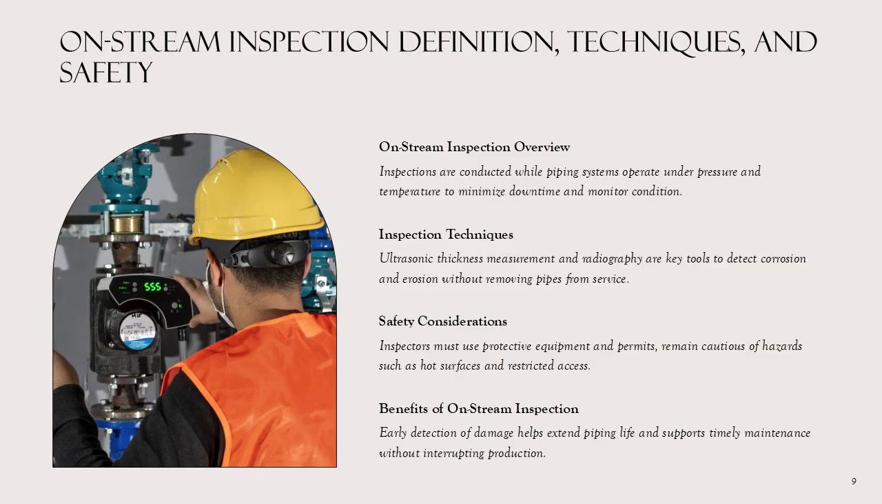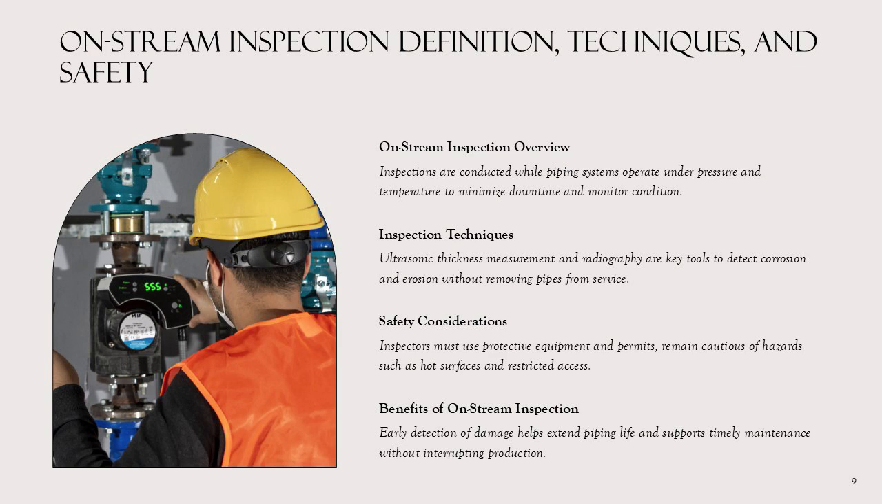On-stream inspection refers to inspection activities performed while piping systems are in operation, meaning they are pressurized and often at operating temperature. API 570 allows and encourages on-stream inspection where feasible, as it minimizes production interruptions and supports continuous monitoring of piping condition. Typical on-stream inspection activities include external visual inspection to identify corrosion, leaks, deformation, coating breakdown, and support issues.